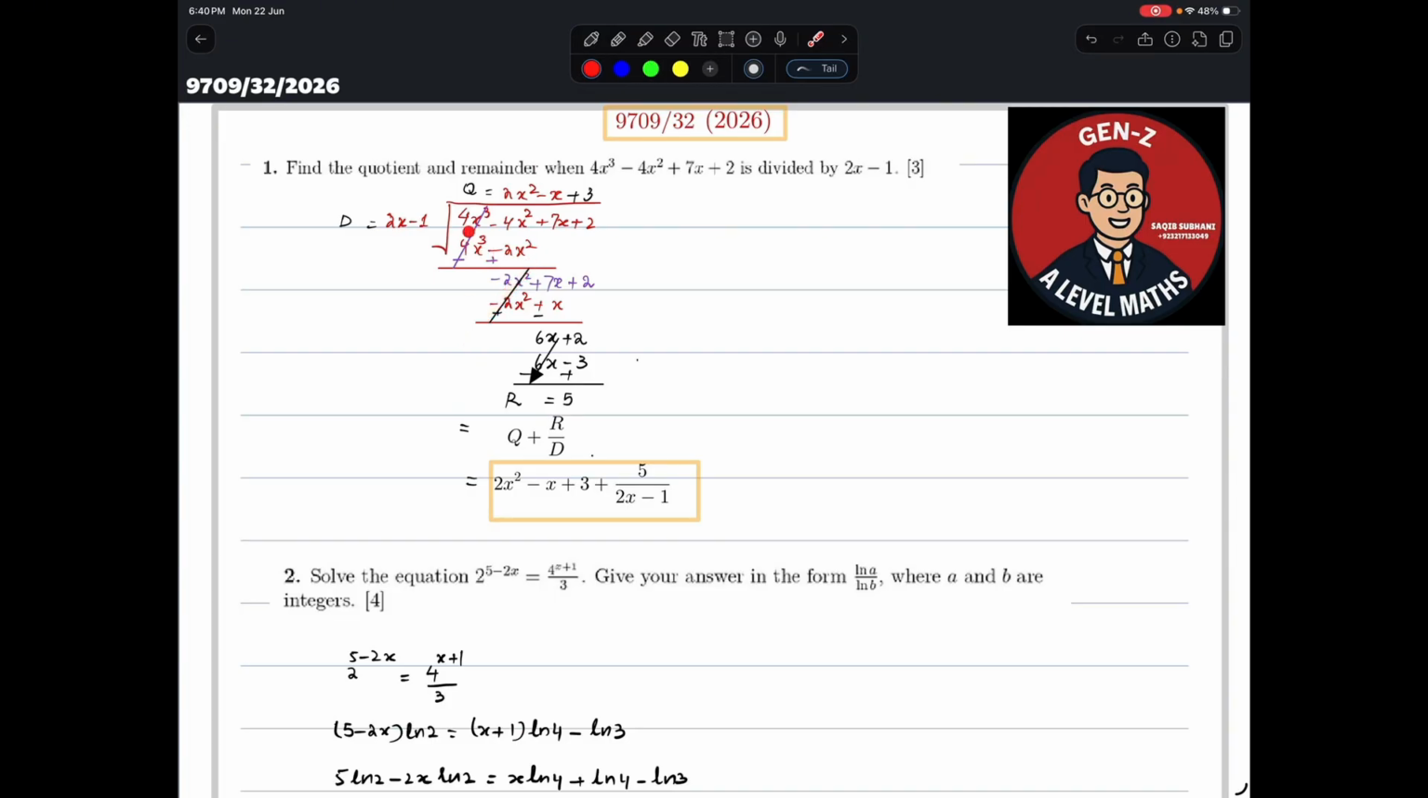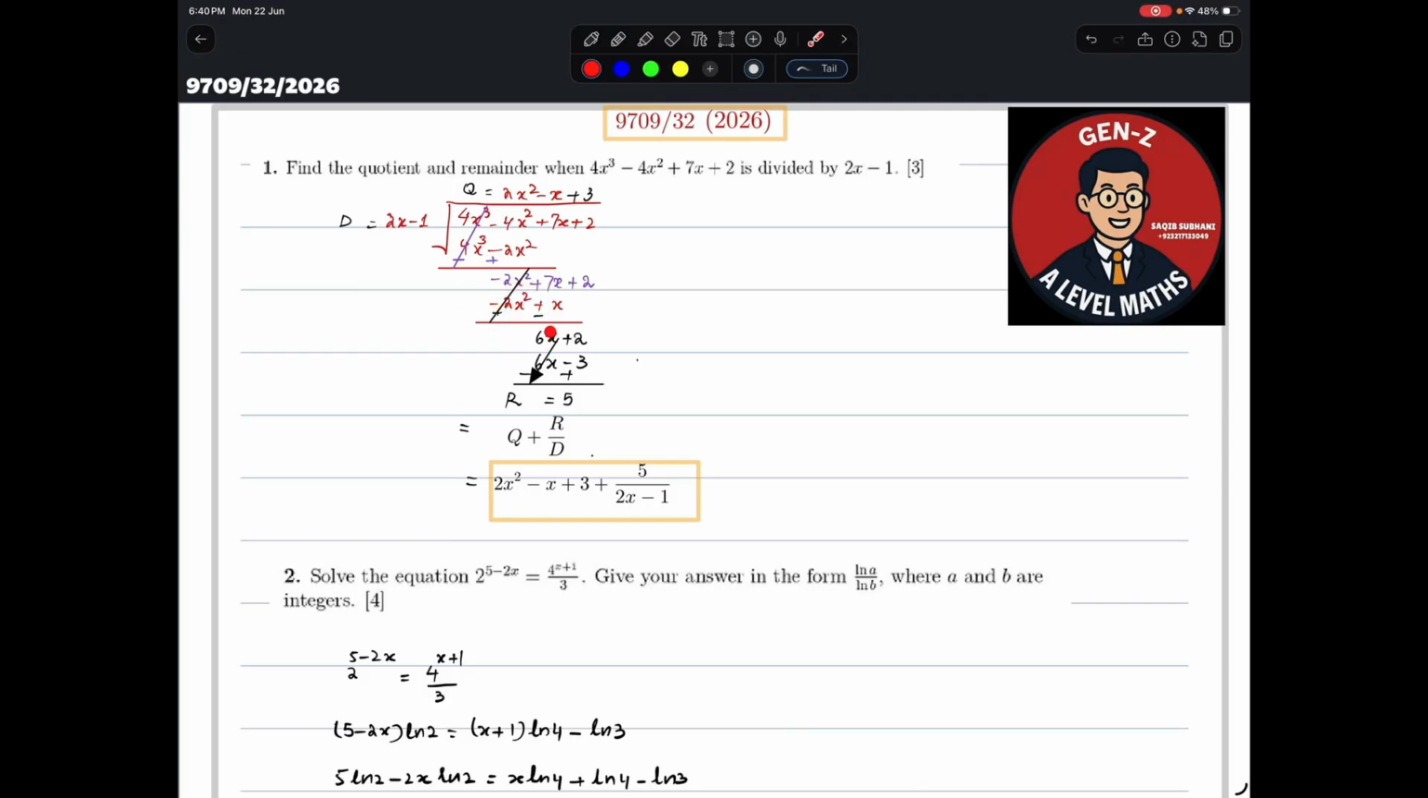So this will get cancelled. So you will be getting minus 2x square plus 7x plus 2. Then we will multiply the divisor with minus x. We will be getting minus 2x square plus x. So you will be cutting this minus 2x square with plus 2x square after changing the sign of this term.